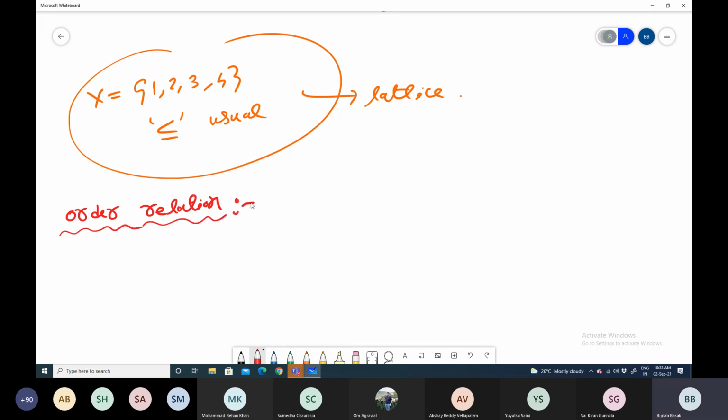Now that order relation, so there is a difference between partial order relation and order relation. In the partial order relation, if you take any two arbitrary pair, they may not be comparable. But in order relation, if you choose any arbitrary pair, you can compare them. That is called the order relation.